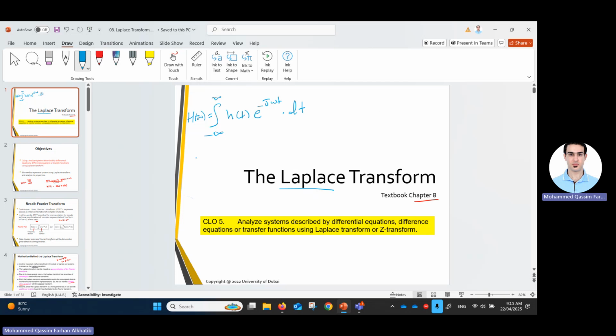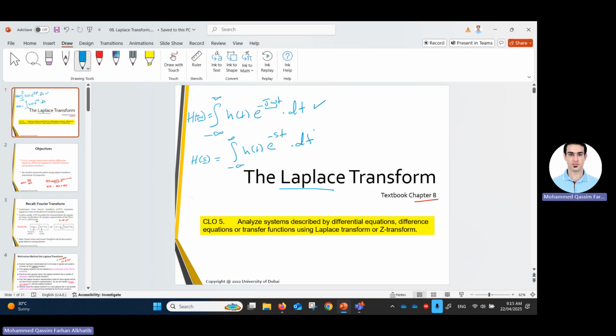Now in Laplace, we will have a similar expression, h of s, and you notice s here is replacing j omega. So it's going to be exactly the same integration from negative infinity to infinity, h of t. Now instead of j omega, I'm going to replace it with negative st dt. So if you manage to understand how the Fourier transform mathematics work, then the Laplace transform should be no different.